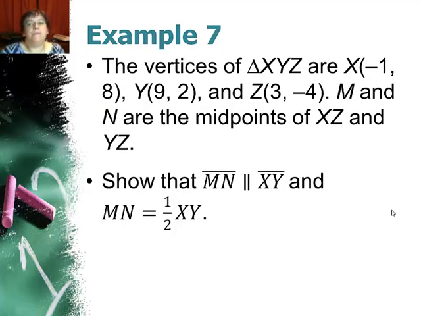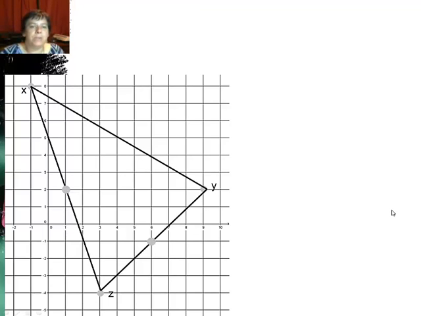For our last example, I have the vertices of triangle XYZ are (-1, 8), (9, 2), and (3, -4), and I also know that M and N are midpoints of XZ and YZ. So I need to show, first of all, that segment MN is parallel to XY, and MN is half of the side that would be the base to it. So first of all, let's plot the 3 points, and you can see there's my triangle. Find your midpoints. So I'm finding the midpoints of XZ and YZ, and I connect them.